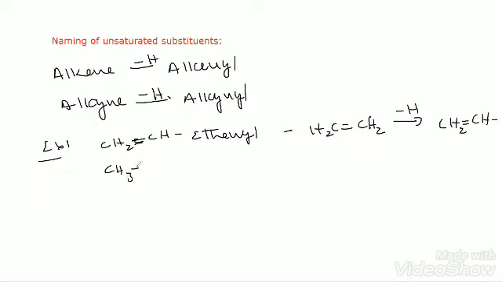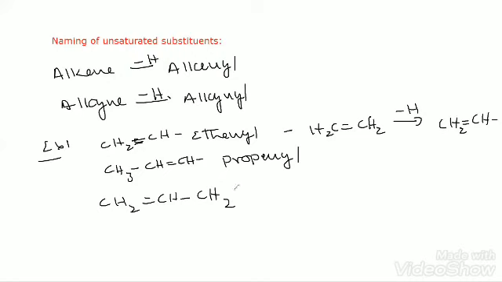Similarly, propenyl, CH3 CH double bond CH. So this is propenyl. For example, if you have CH2 double bond CH single bond CH2, this is 2-propenyl. So why is this 2-propenyl? This is the free valent carbon. From this you have to give the numbering 1, 2. So in the second position we have the unsaturation. That's why 2-propenyl.